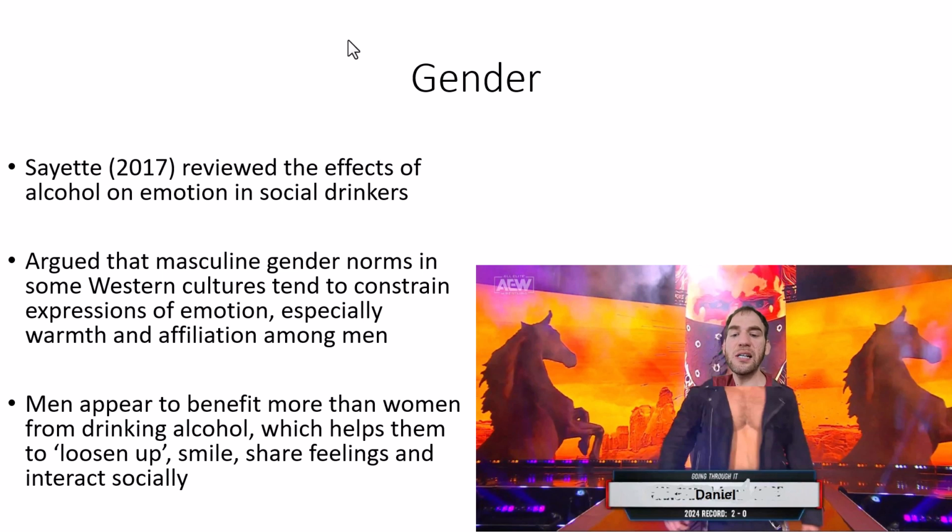Sayette in 2017 reviewed the effects of alcohol on emotional expression in social drinkers. This author argued that masculine gender norms in some Western cultures tend to constrain expressions of emotion, especially warmth and affiliation among men. The author argued that men appear to benefit more than women from drinking alcohol, which helps them to, quote, loosen up, smile, share feelings, and interact socially. So the idea here is the norms of men not expressing feelings or communicating along those lines. Those masculine gender norms in the West constrain those emotional expressions and warmth. However, alcohol use gives men an opportunity to express themselves.